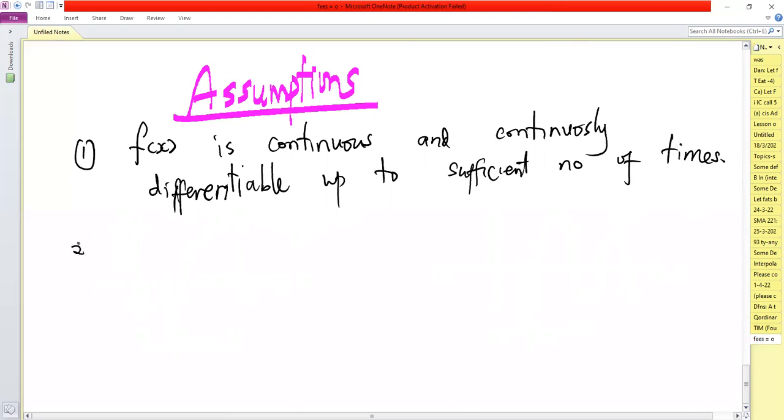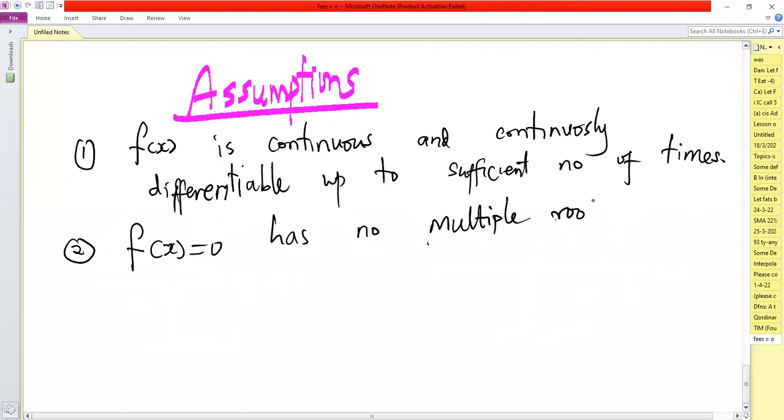And then assumption number 2: f of x equals 0 has no multiple roots, this is very key, in the interval A to B. So we are only going to deal with methods which approximate only a single solution between the interval A and B. Therefore, all the calculations that we are going to do will only be approximating one single solution for the equation f of x equals 0, not multiple solutions.